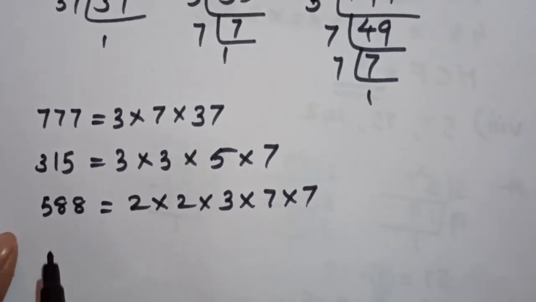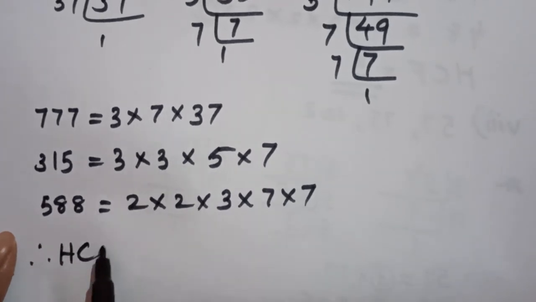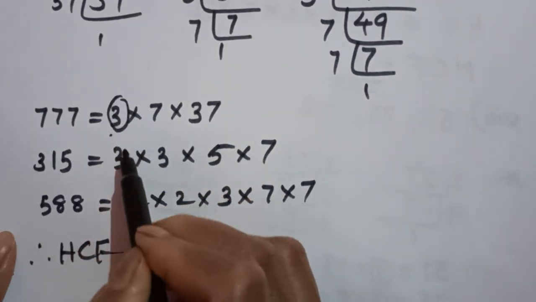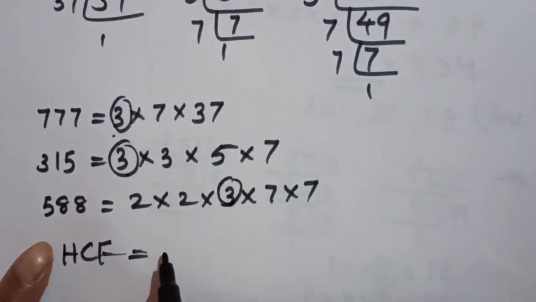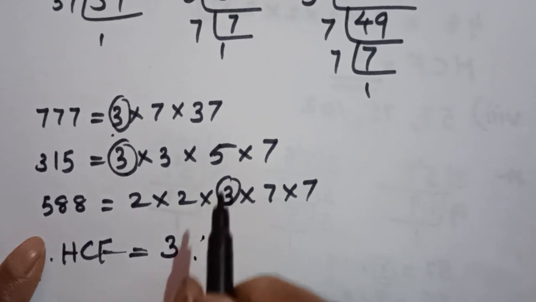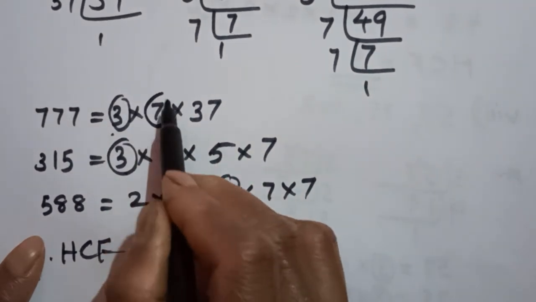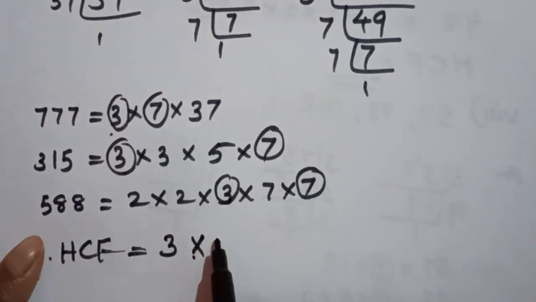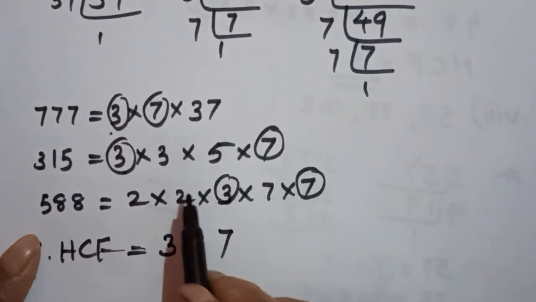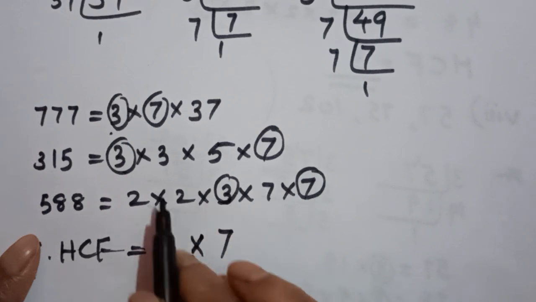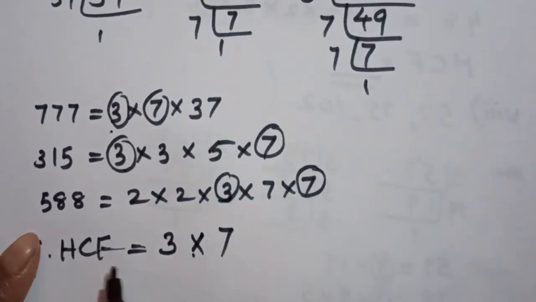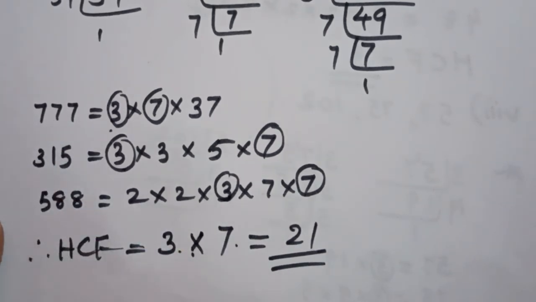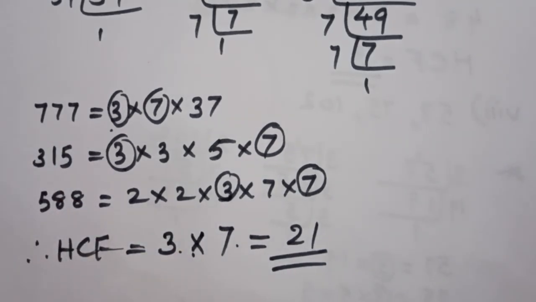Therefore HCF equals 3, 3, here also 3. We are getting 3 as a common factor, and 7, 7, 7. Nice, 7 also we got, so we put a multiplication sign over here and write the next number 7 and still search for any other common factors. No, so multiply these together. 3 7s are 21 is the HCF of 777, 315 and 588.